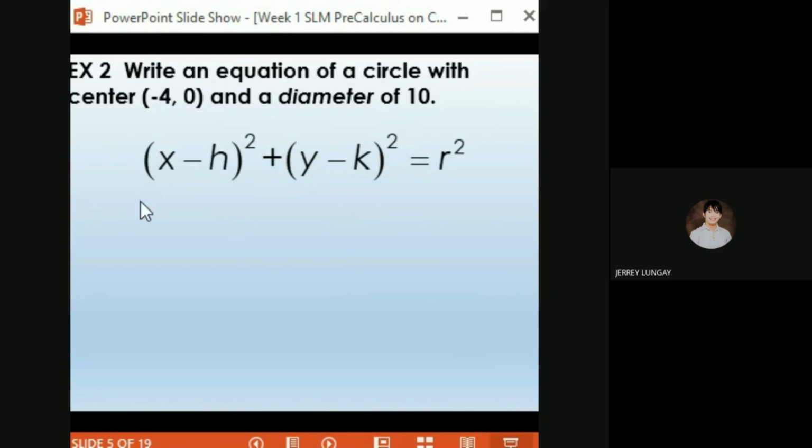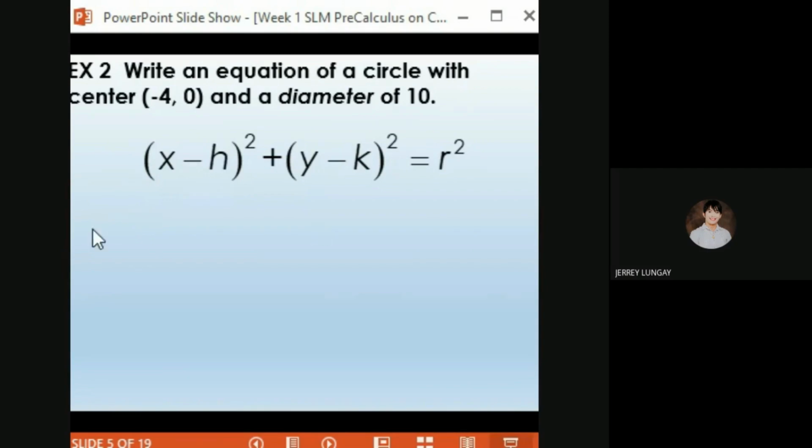So, five first, class, because D is equal to 2R. Substitute the value of D, which is 10. So 10 is equal to 2R. Divide both sides by 2, then cancel out 2, so R would be 10 divided by 2, that would be 5.